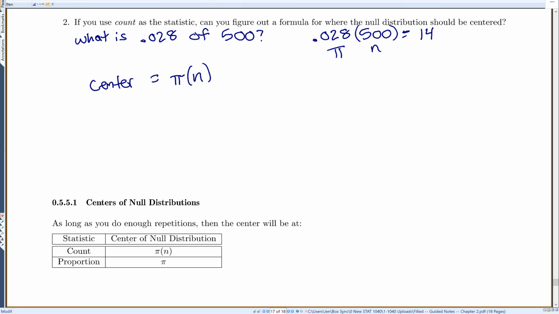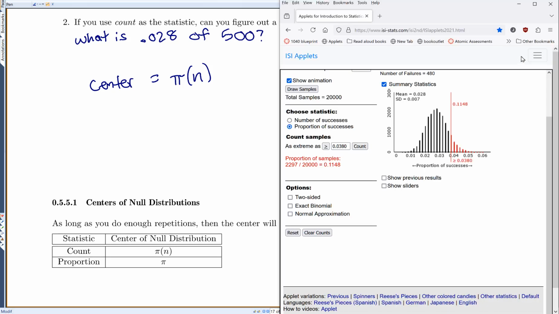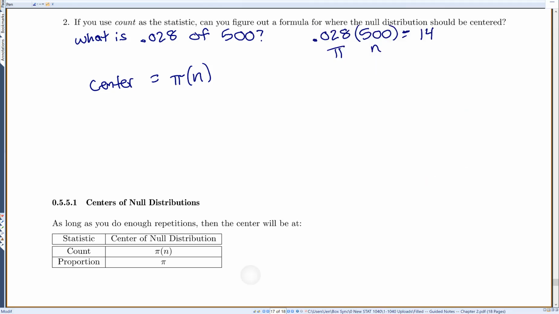is the center. Okay. So you can come back to this applet and you can click on summary statistics and it will tell you the mean is 0.028 and you know it's centered at 0.028. And if you want the count instead, click on that and it'll tell you, oh, it's like 14. Okay. But you can also use these formulas if you wish.